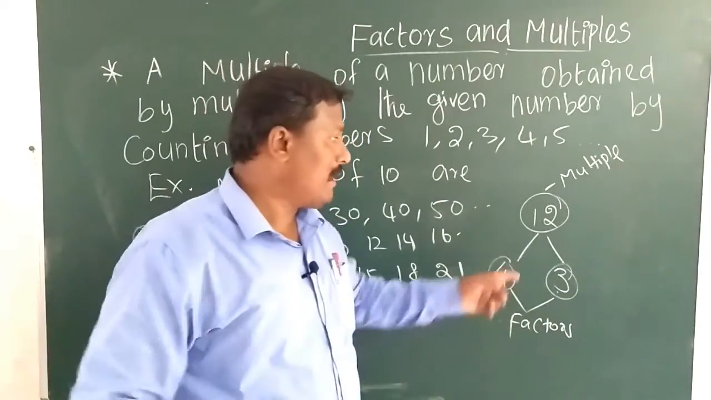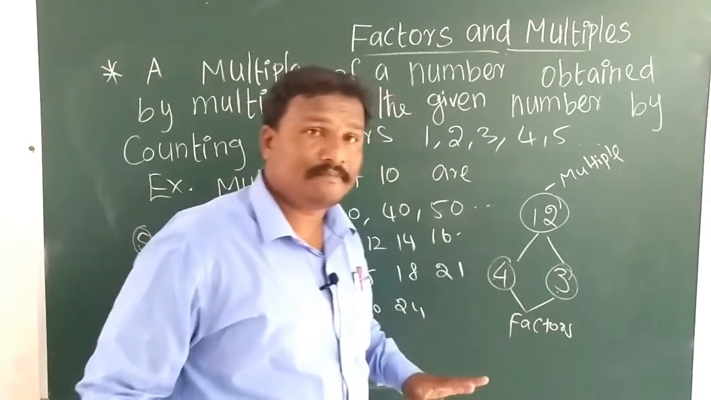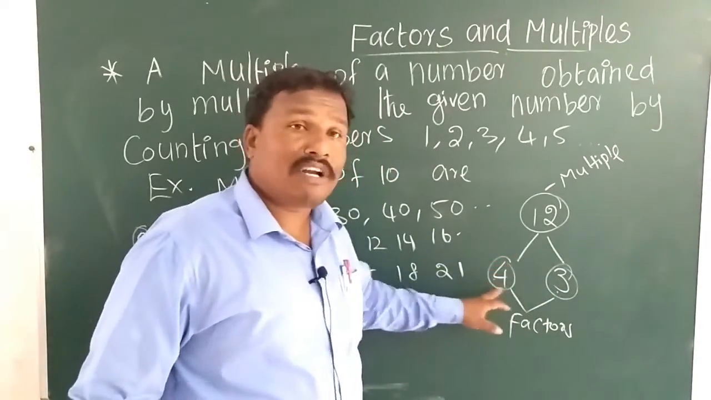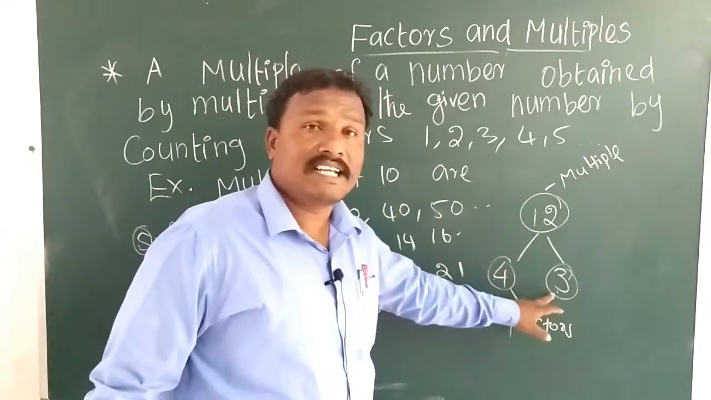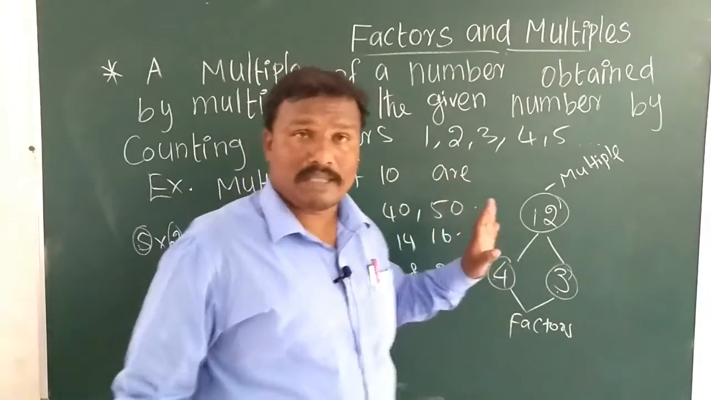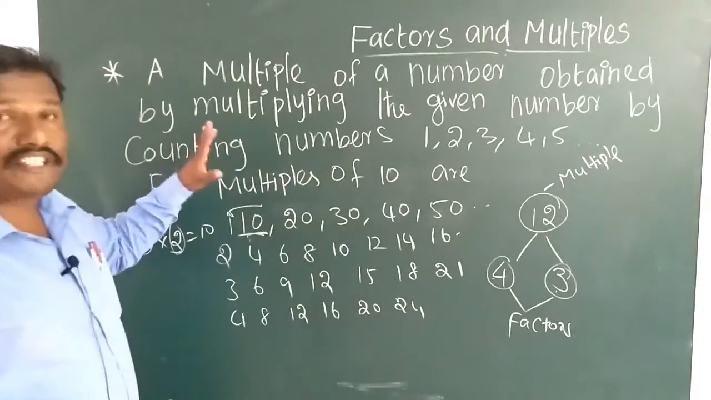Listen carefully. 12 is a multiple of 4 and 3. So 4 and 3 are factors of 12. So this is the definition of a multiple.